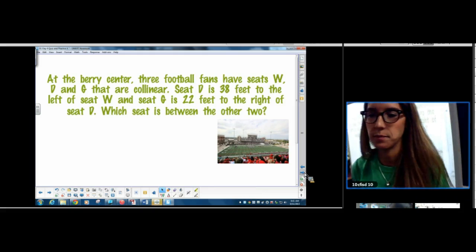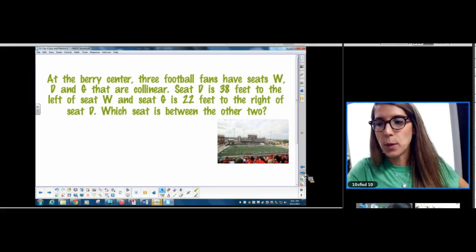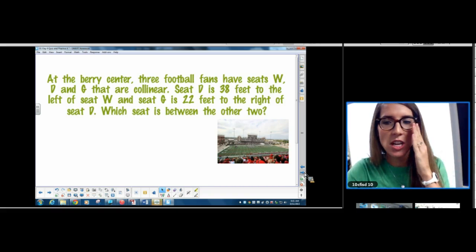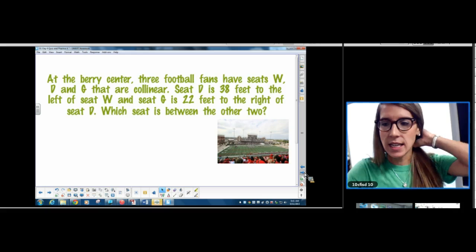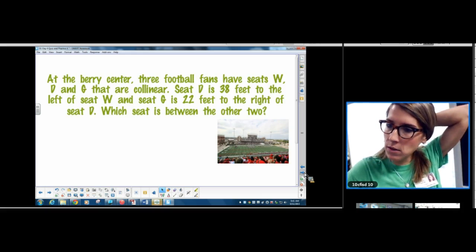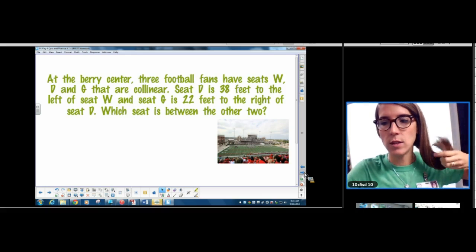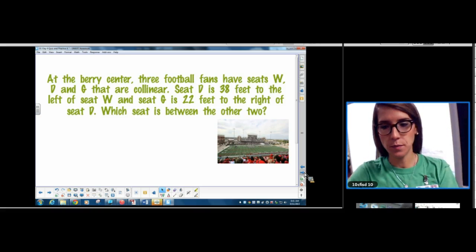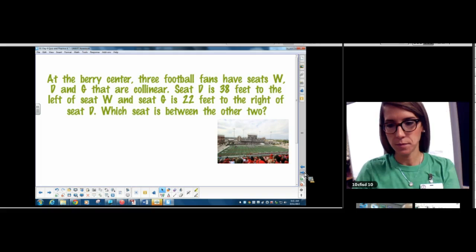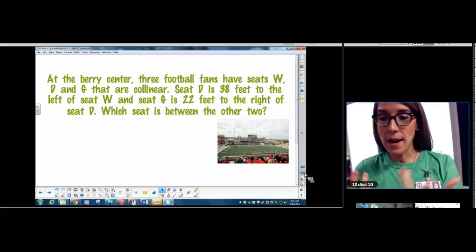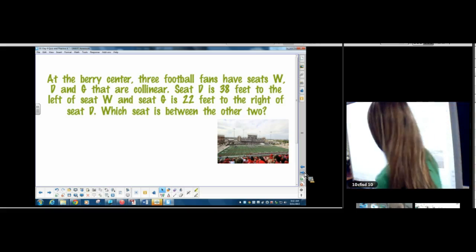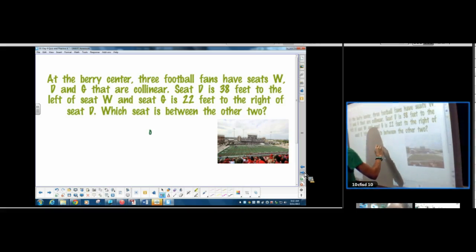Try this one. At the Berry Center, 3 football fans have seats W, D, and G that are collinear. Seat D is 38 feet to the left of seat W, and seat G is 22 feet to the right of seat D. Which seat is between the other two? What I recommend is start with a point. I would start with point W. I just put a point on my paper and call it W.